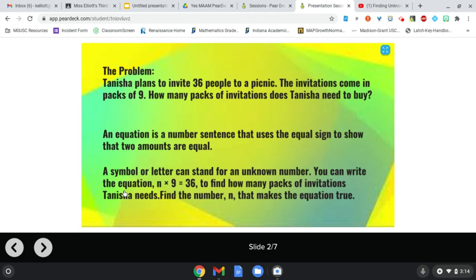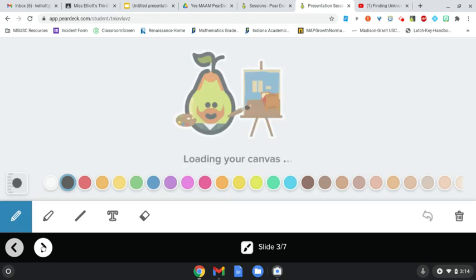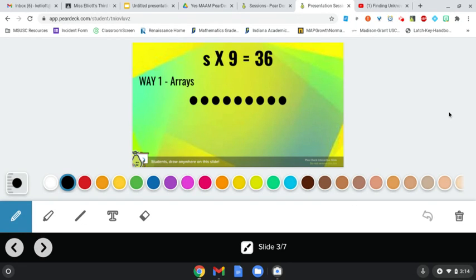You can write an equation as n times 9 equals 36 to find out how many packs of invitations Tanisha needs. Find the number n that makes the equation true. So n just means we don't know what that number is. So we are going to find that out. We can find it one way. You can use an array in order to solve this.